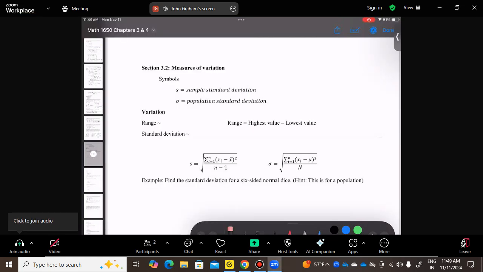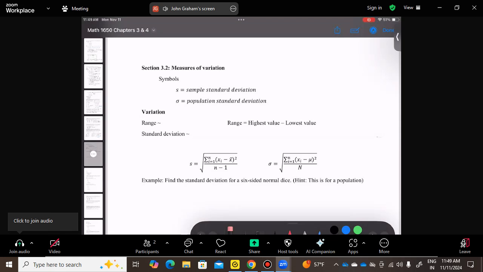Hi, this is Math 1650, and this video is going to be over section 3.2, which is on measures of variation. We had looked in video 3.1 at the measures of center.